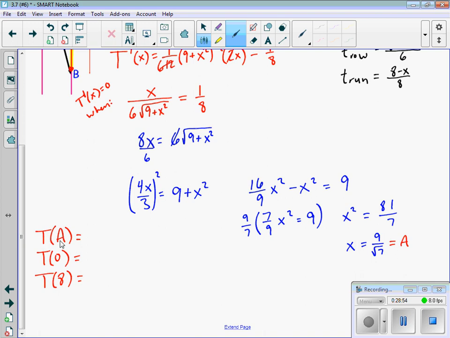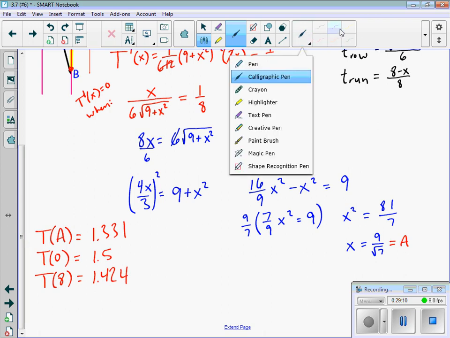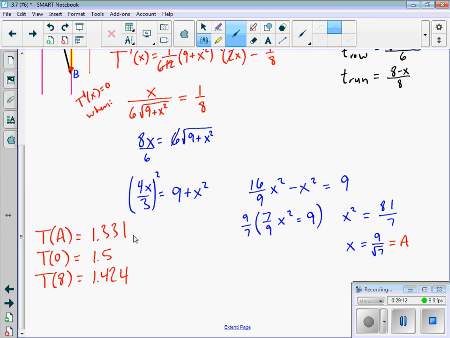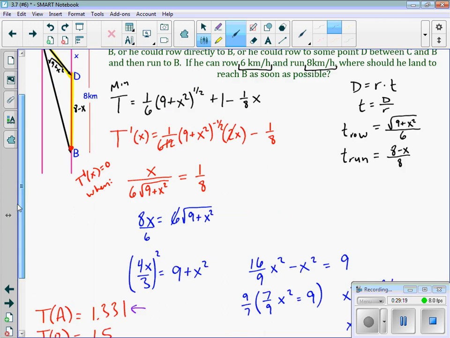So T of A, I've got 1.331. T of 0, I've got 1.5. And T of 8, I've got 1.424. And what are we trying to do? Maximize or minimize this time? We're trying to minimize it, right? So we should be doing this part here. And then answer the question.